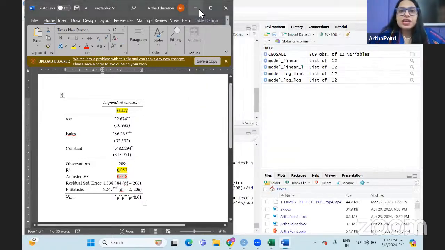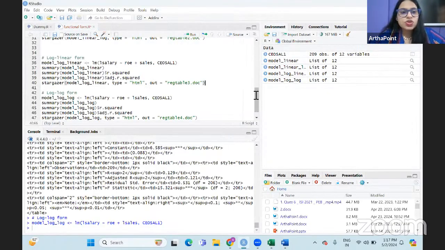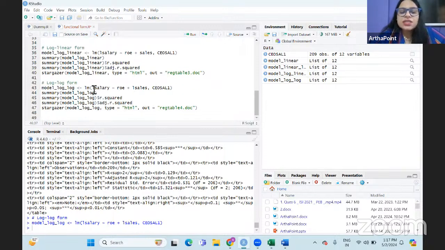Now let me quickly take you through the last model. This is my log model, beta. In this, salary is also in the log format and sales is also in the log form. So I have taken salary in the log form and sales in the log form. I am naming this model model_log_log, and then I am asking it to generate a summary of this model.